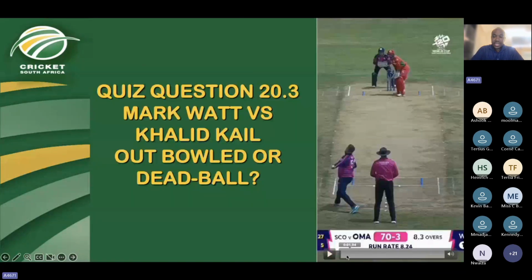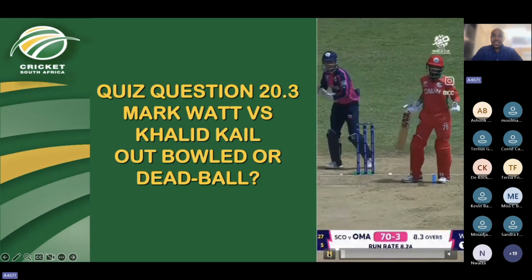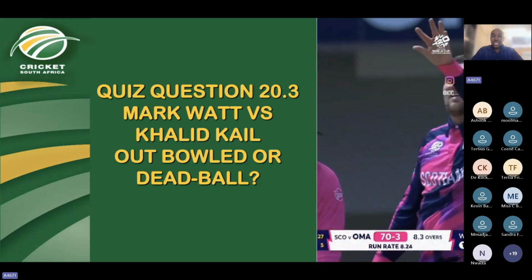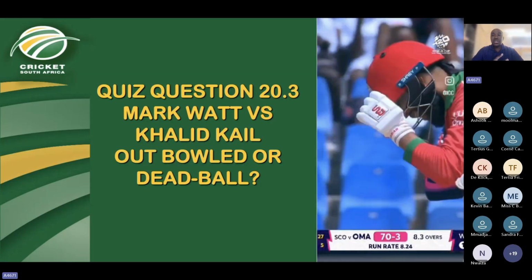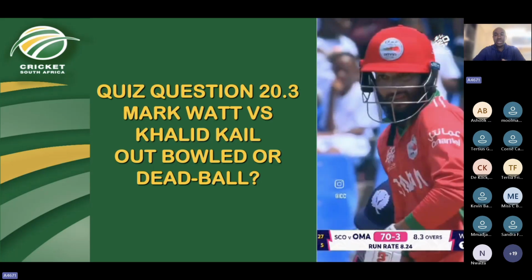Then we have a Scottish spin bowler, Mark Watt, who is famous for bowling from behind the bowling crease, but in front of the bowler's end umpire. Is this allowed? Yes, it is allowed. Why then did the striker, Khalid Kale, step away? The striker was not ready for the delivery. It caught him by surprise that the bowler bowled from 1.5 meters behind the bowling crease.